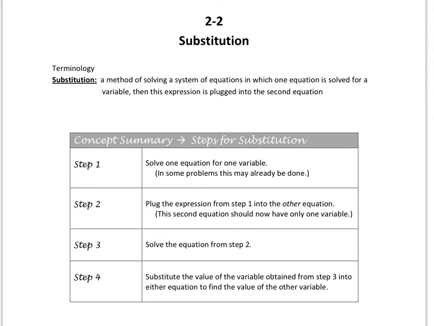Lesson 2.2, Video 1. Substitution is a method of solving a system of equations that's more exact than graphing. But to do so, we have to know exactly what it means. It's a method of solving a system of equations in which one equation is solved for a variable, and then that equation is plugged into, or as we would officially call it, substituted into the second equation.